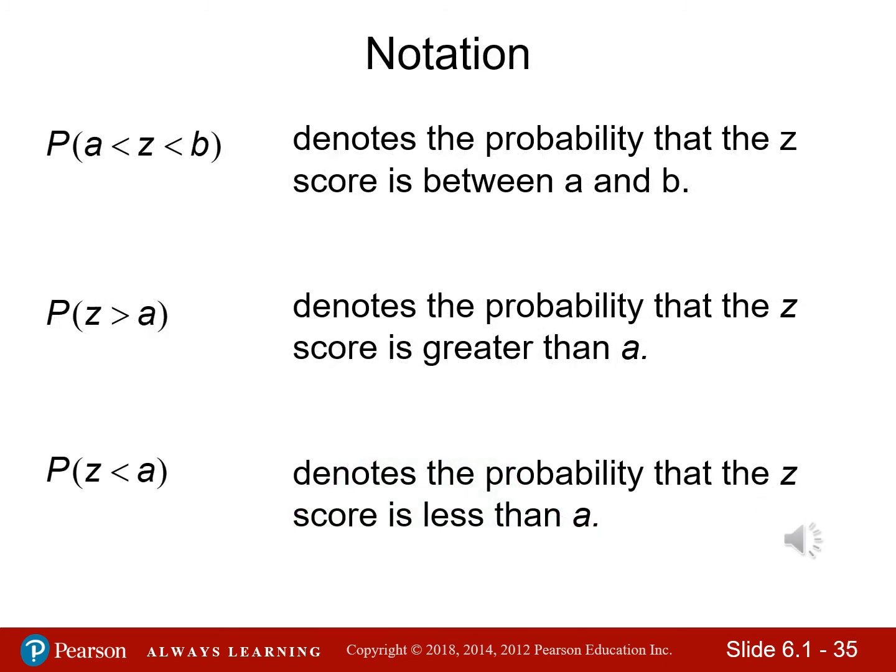Let's review some notation. The probability of A less than z less than B denotes the probability that the z-score is between the values of A and B. The probability that z is greater than A denotes the probability that the z-score is greater than A. And the probability of z less than A denotes the probability that the z-score is less than the value of A.